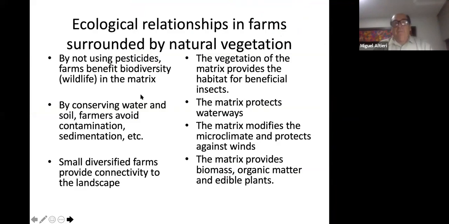For example, the farm benefits the natural ecosystem by not using pesticides. Farms benefit biodiversity in the matrix. By conserving water and soil, farmers avoid contamination and sedimentation of rivers that are surrounding the farms. Small diversified farms provide connectivity to the landscape. Now, how does the natural vegetation help agriculture? Well, it provides habitat for beneficial insects, protects waterways, modifies the microclimate and protects against winds, and the matrix provides biomass, organic matter, and also edible plants because many farmers actually will harvest from there.